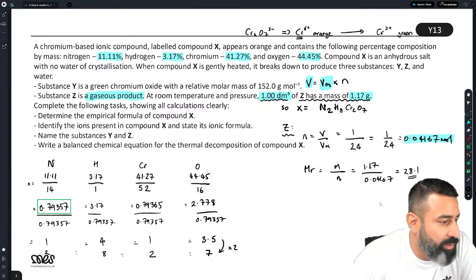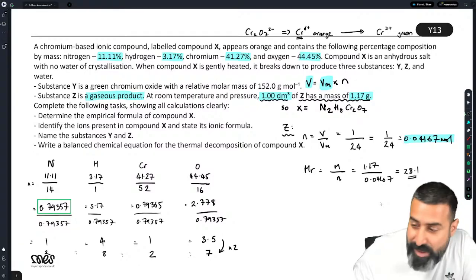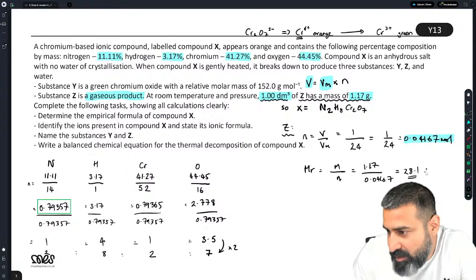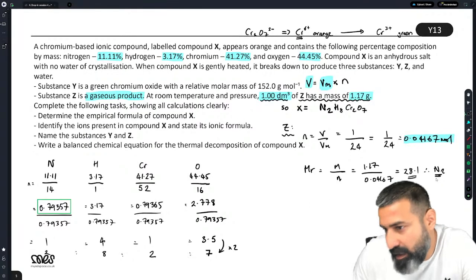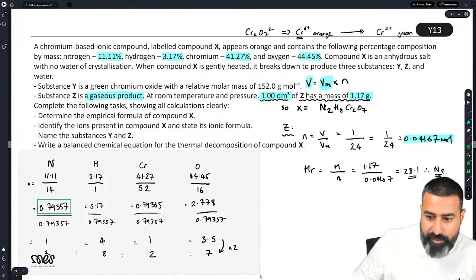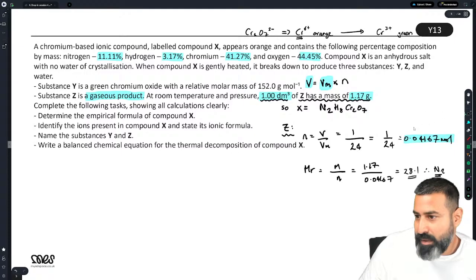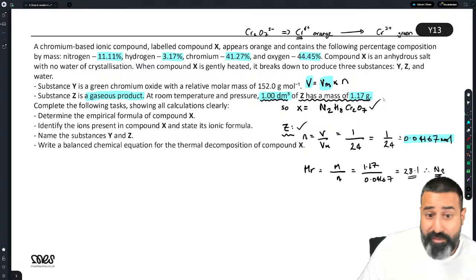So what are we thinking straight away? What gas do you know which has an MR of 28? Yeah, absolutely, Kirsty. It's N2. Good. So therefore, N2. Done. What I'm going to do is just rub out that first bit for the empirical formula. Don't need that anymore. So I figured out what Z is. Tick. I know what the empirical formula of X is.